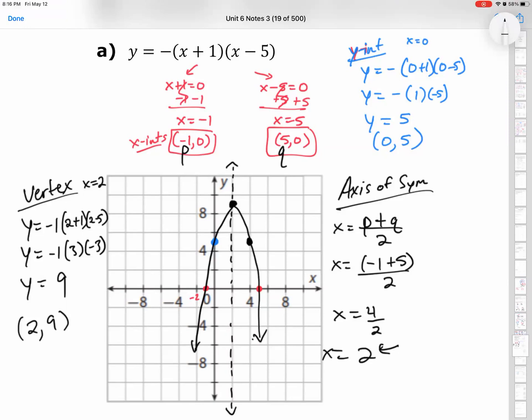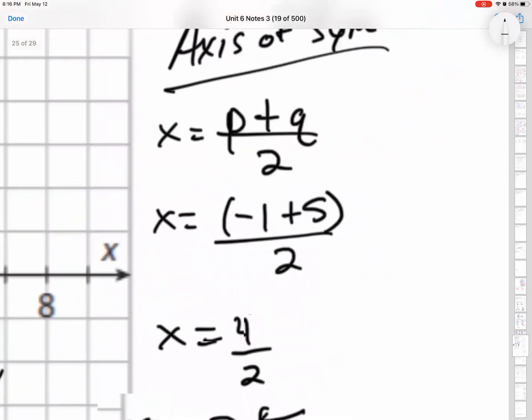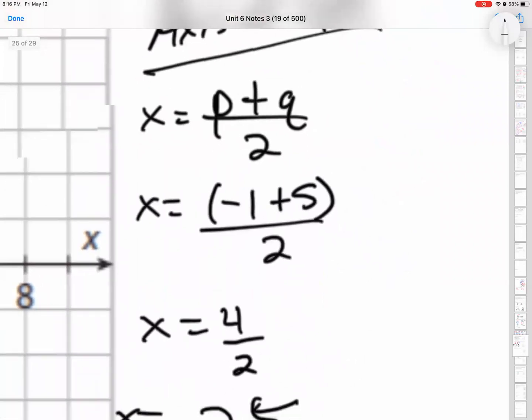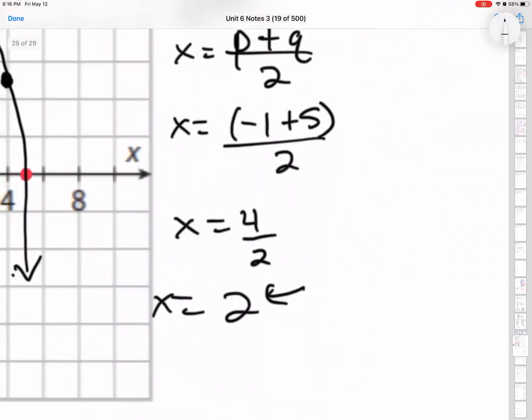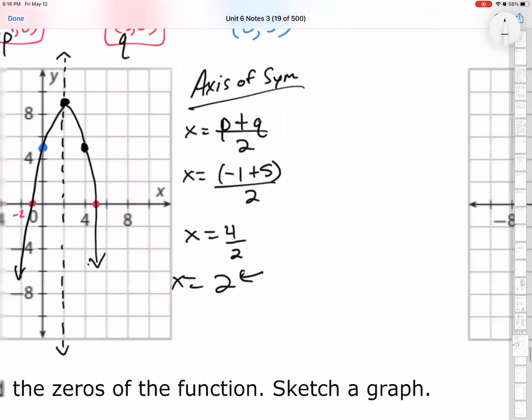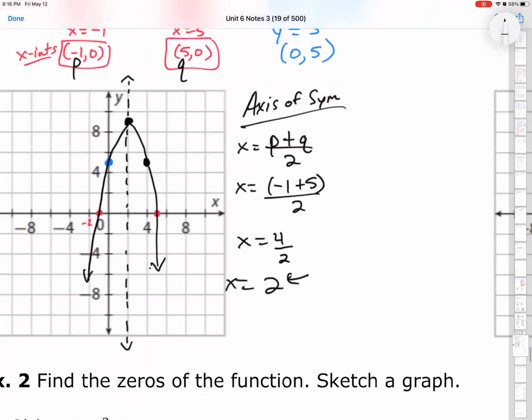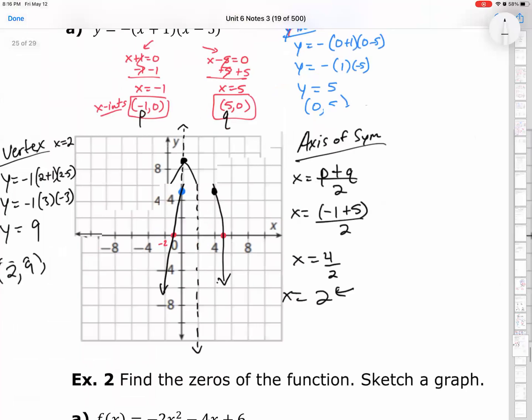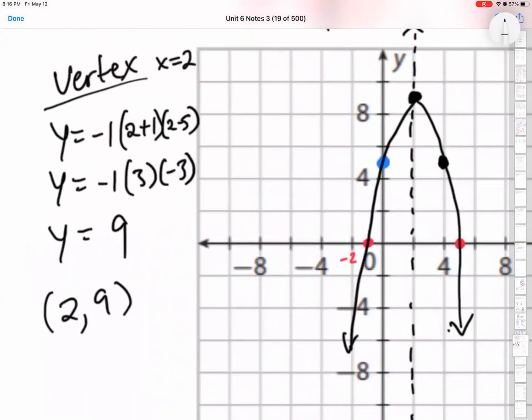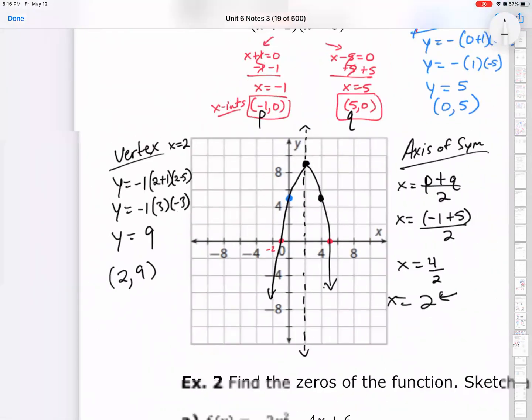Okay. So again, recapping for A, we split and solved. We had our x-intercepts. Y-intercept is good to find as well. Axis of symmetry, yes, you will need to know that. P plus Q divided by 2, you find the average value. There's your axis of symmetry. Then once you have that, you can find your vertex because you then know the x value from your axis of symmetry. All right, so let's take a quick look at B.